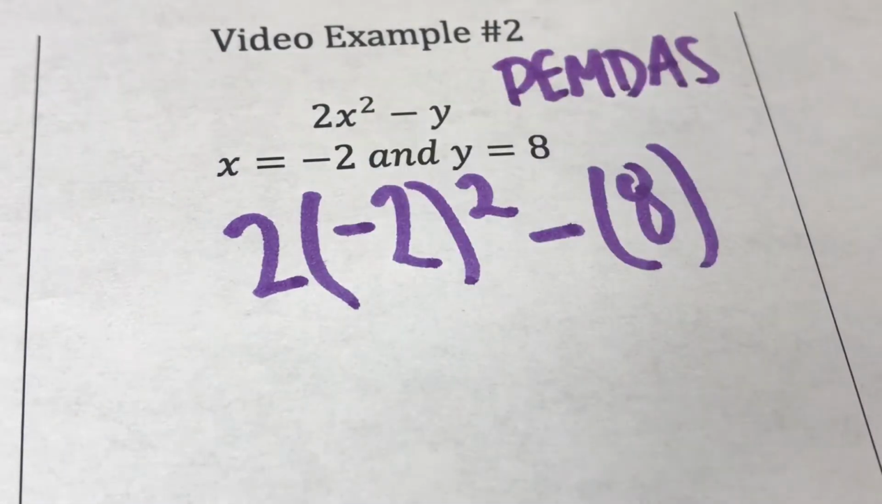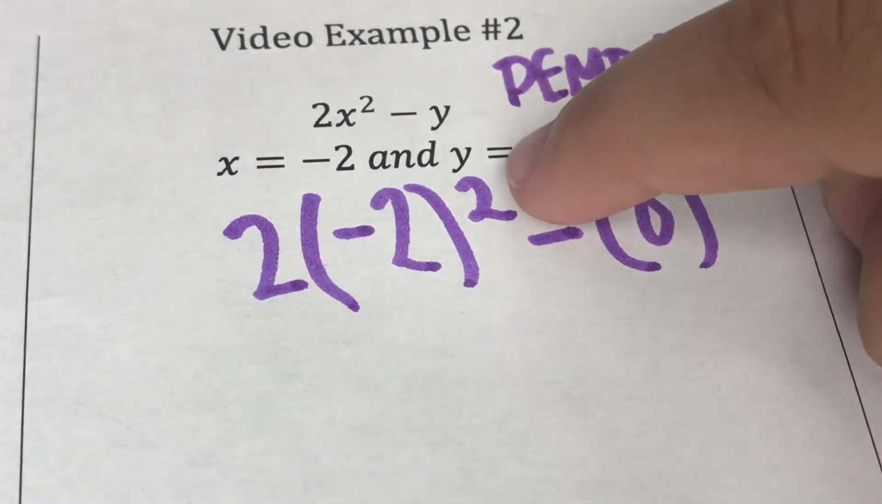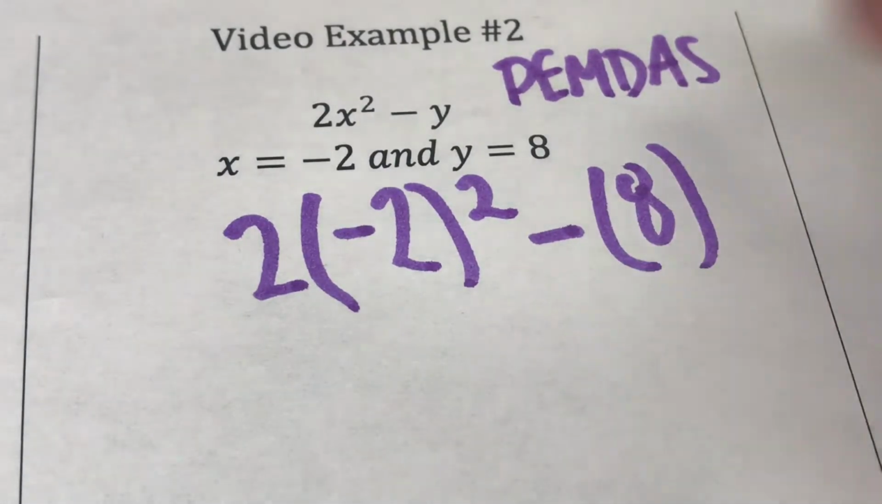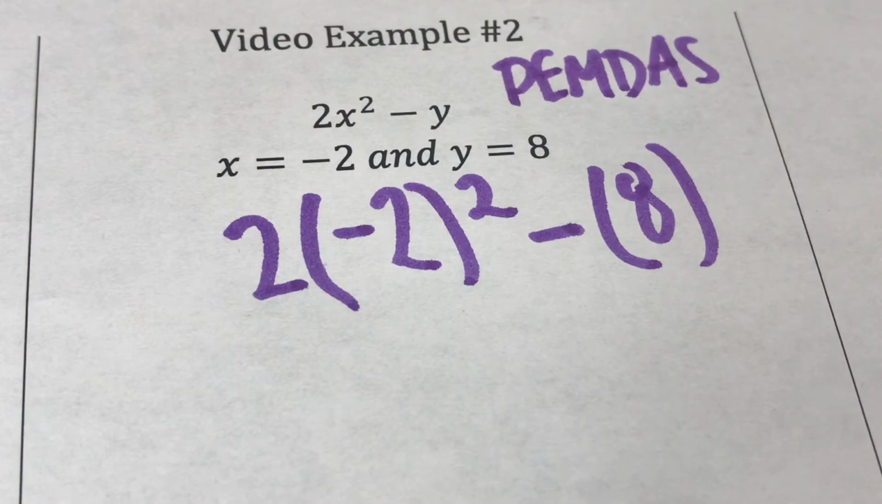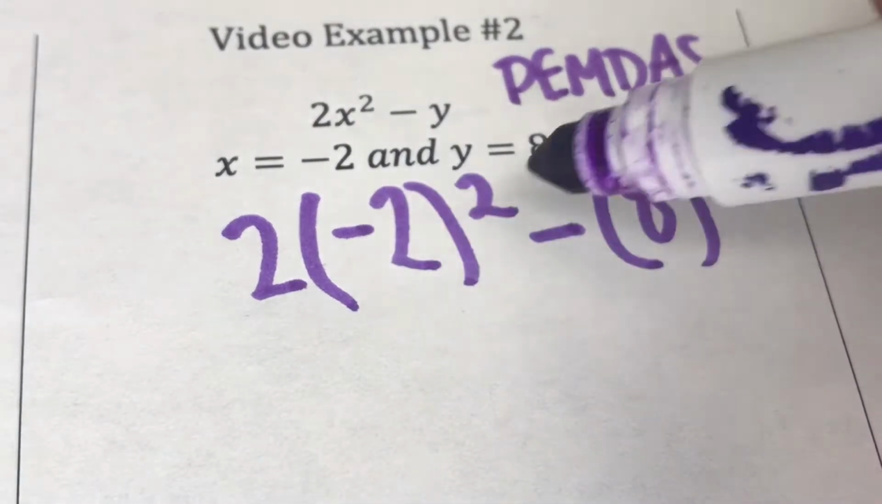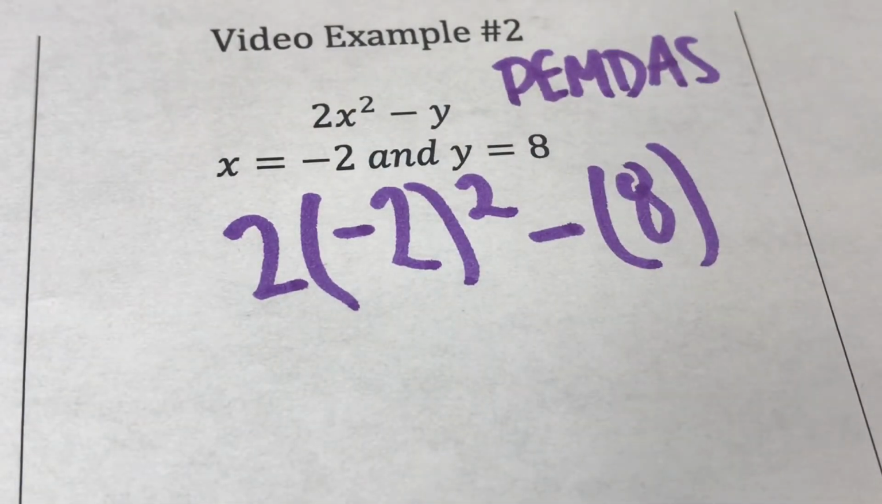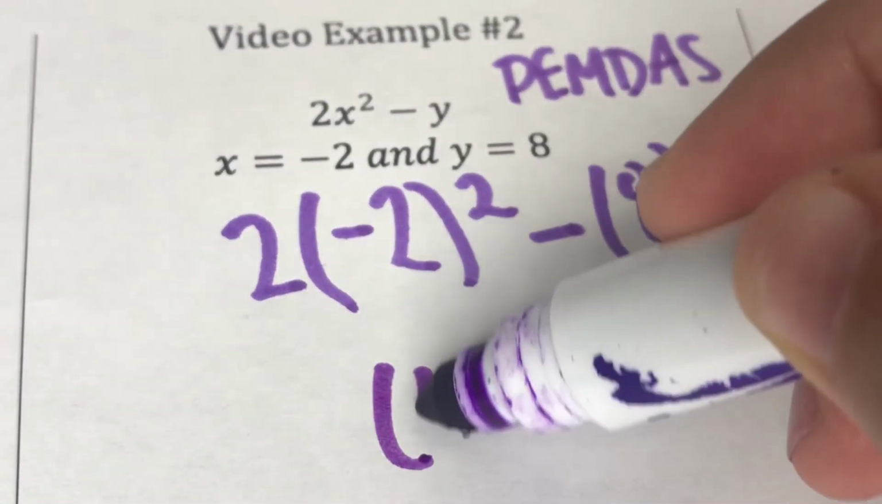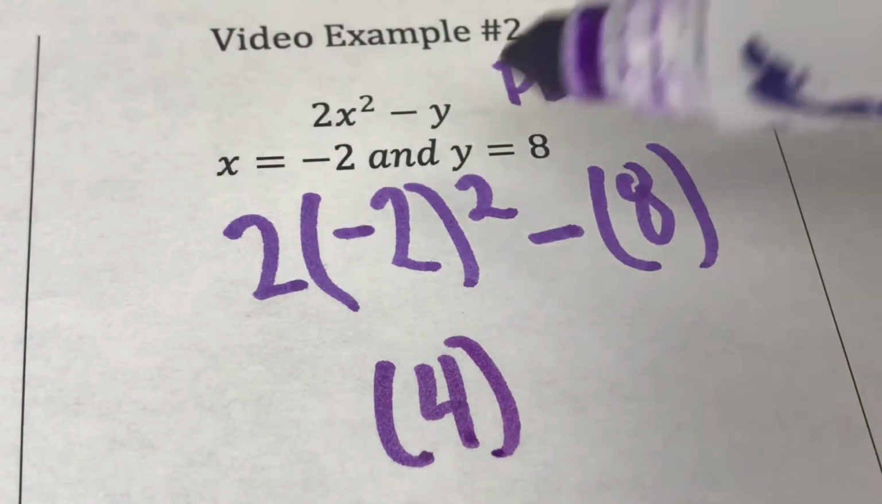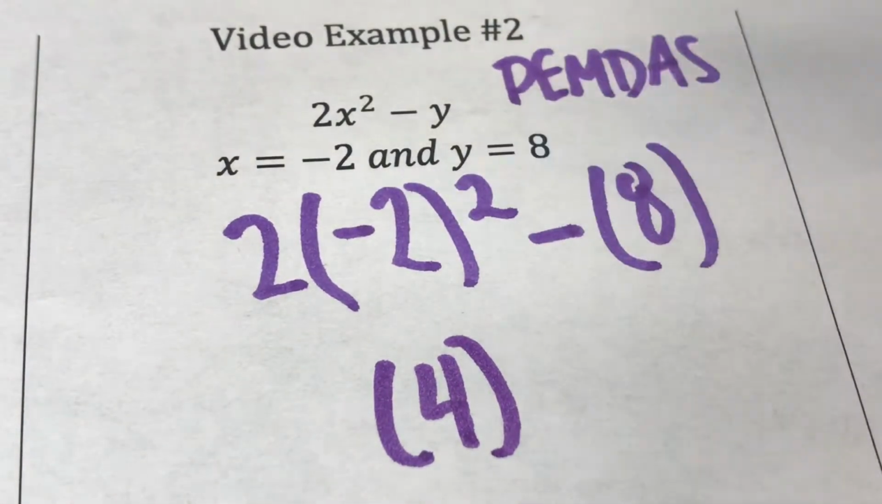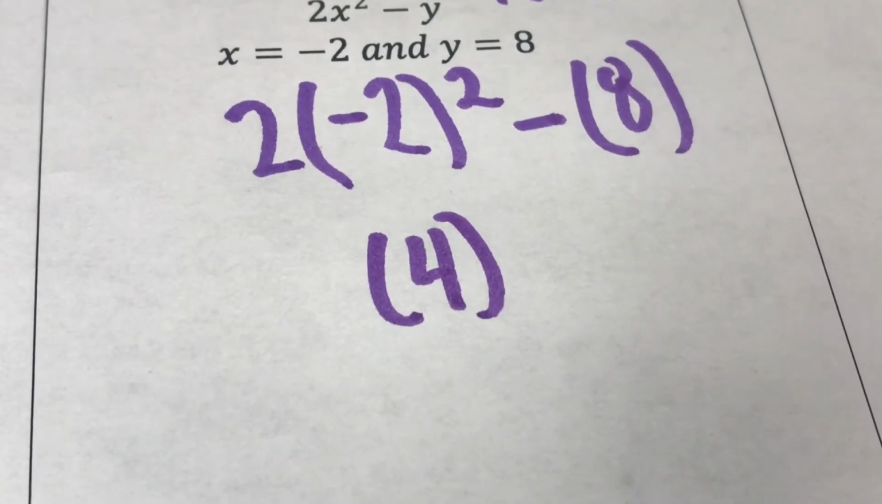Out of all the operations of multiplication, exponents, and subtraction, exponents come first. Now remember, -2 squared means -2 times -2. That's positive 4. So we will replace -2 squared with a 4. Let's rewrite the rest.